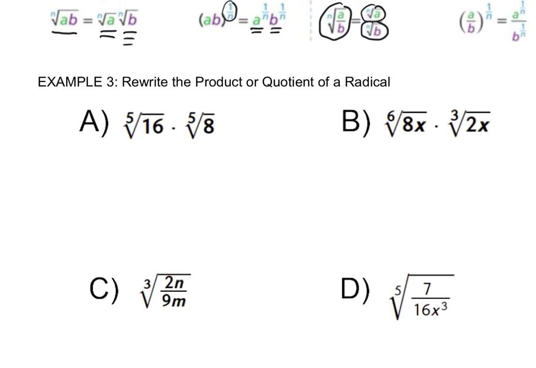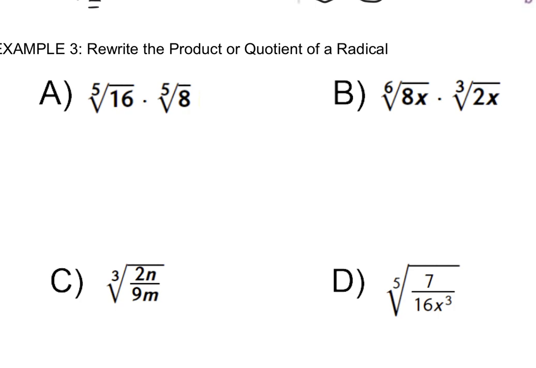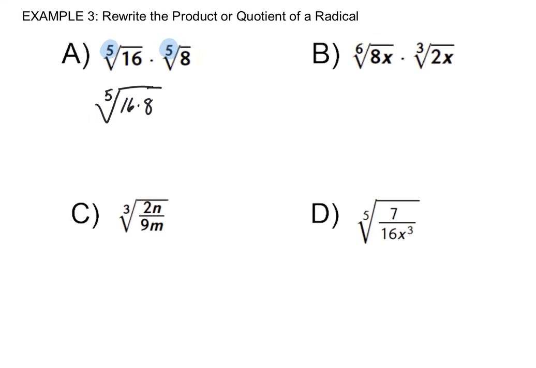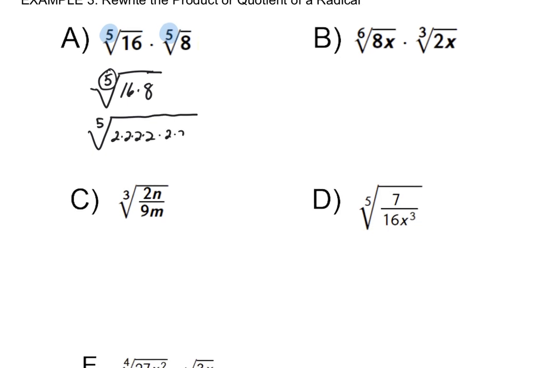So notice here, what's important in letter A is that the roots are the same. So by rule, I can combine those, the fifth root of 16 times 8. Now, a lot of people may multiply that together, and you can still get to the answer, but what I would do is, because I have a fifth root, I can think of the 16 as 2 to the fourth, and the 8 is 2 cubed.